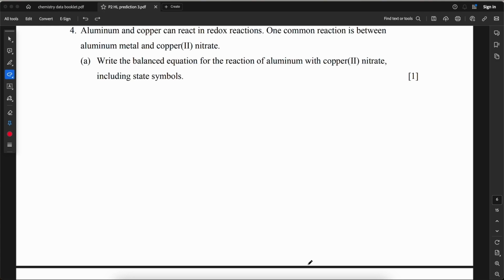Aluminum and copper can react in redox reactions. One common reaction is between aluminum metal and copper nitrate. Write a balanced equation for the reaction of aluminum with copper nitrate, including state symbols. So aluminum solid, when it reacts with Cu(NO3)2 copper nitrate, which is aqueous, will produce Cu and Al(NO3)3 aqueous. This would be 2 and this would be 3 and this would be 2.